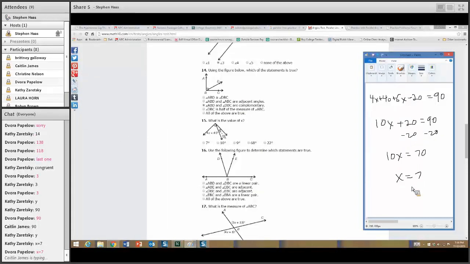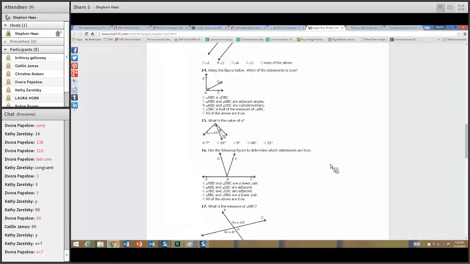So 4x plus 40 equals 28 plus 40, which is 68. And 6x minus 20 is 42 minus 20, which is 22. And of course, check to make sure they're complementary, and of course they are. You add them up, they add up to 90. So the value of x is 7.